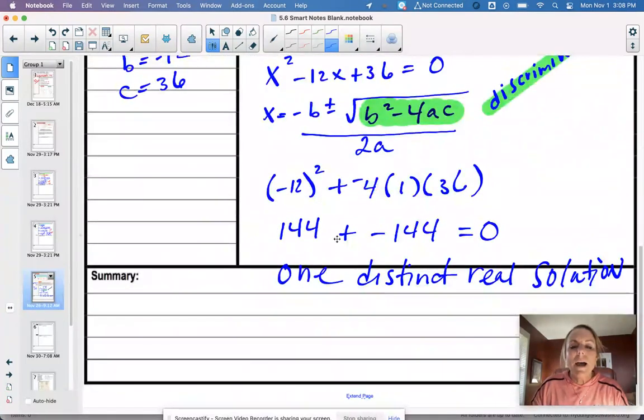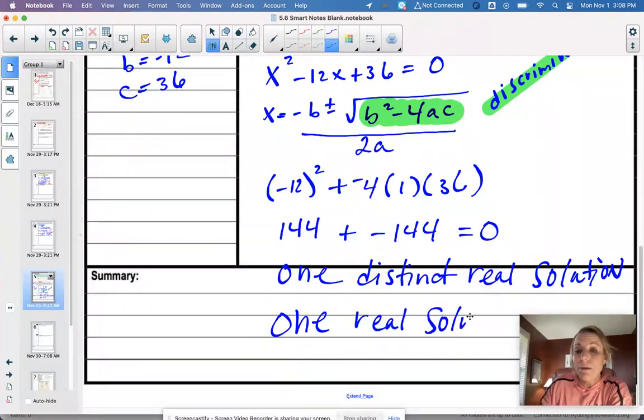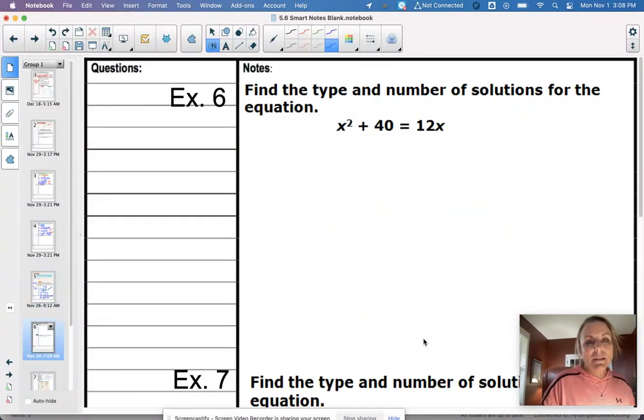And I'm not going to be too worked up about the word distinct. If you just say one real solution, I am fine. But the real is important. You need that. 6 and 7 we're going to do in class.